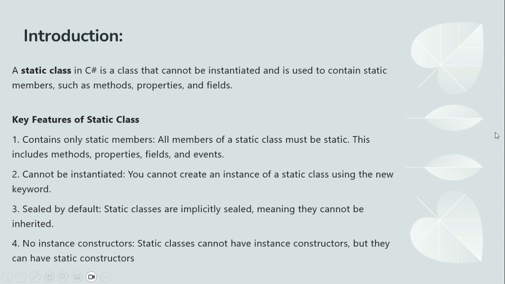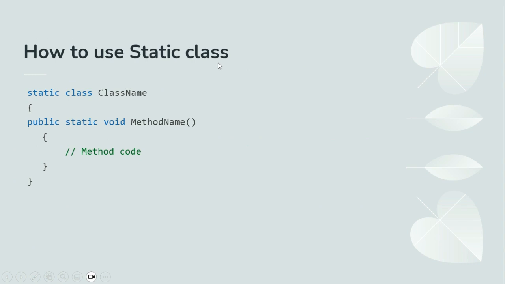Okay. And no instance constructor. A static class cannot have a constructor, but it can have a static constructor. So how to use a static class? We need to use the static keyword with the class, and the same thing, we need to use the static keyword with the method name or field name or property, whatever we have.